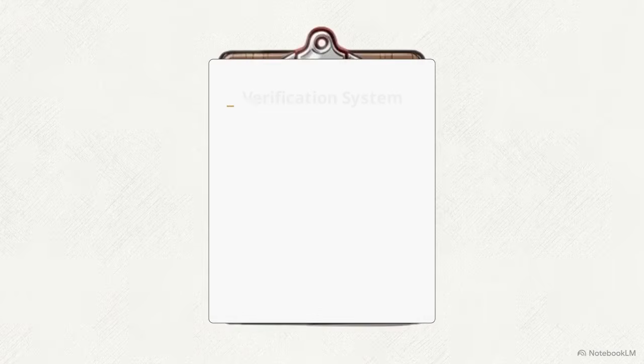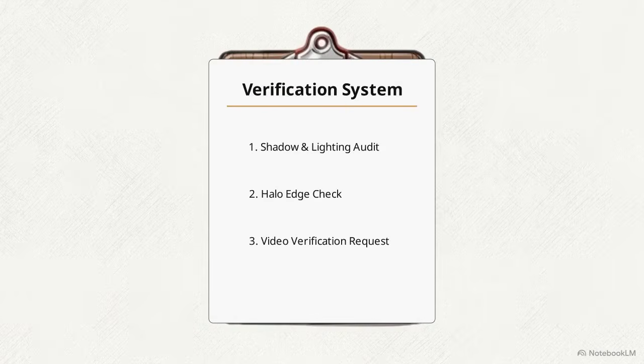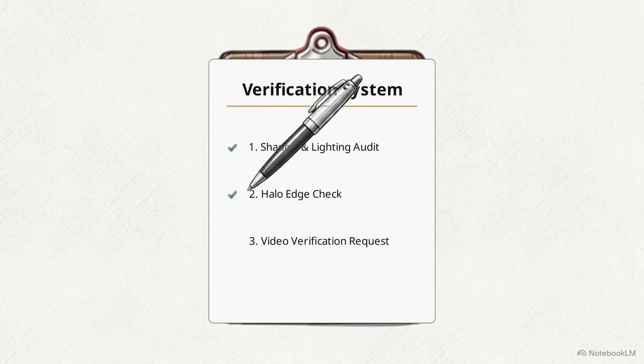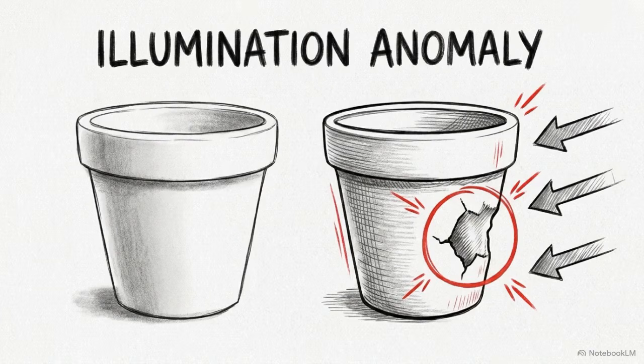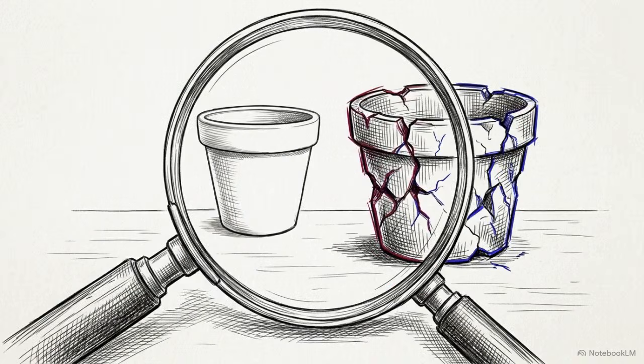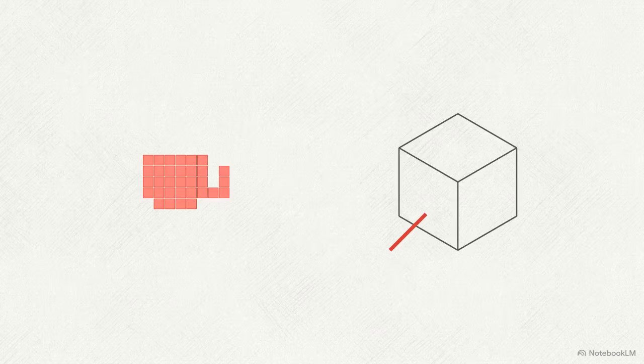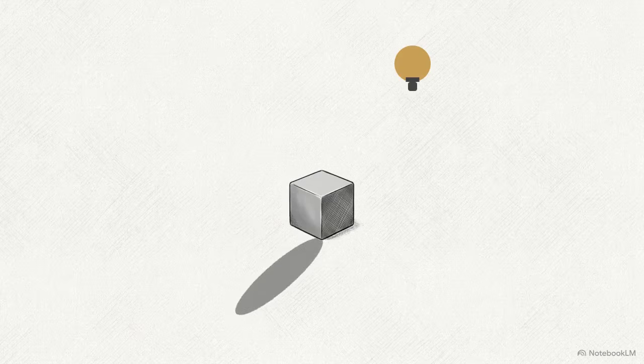To protect your business, you need to learn a specific 3-point verification system designed to expose the AI and stop the fraud. Look at this side-by-side comparison. Step 1 is your first line of defense, the shadow and lighting audit. This is a macro-level check of the entire image. Current generative models have a hard limit. They calculate pixels, not physics. Because of this, they struggle to maintain consistent lighting and shadow behavior across complex, three-dimensional objects.